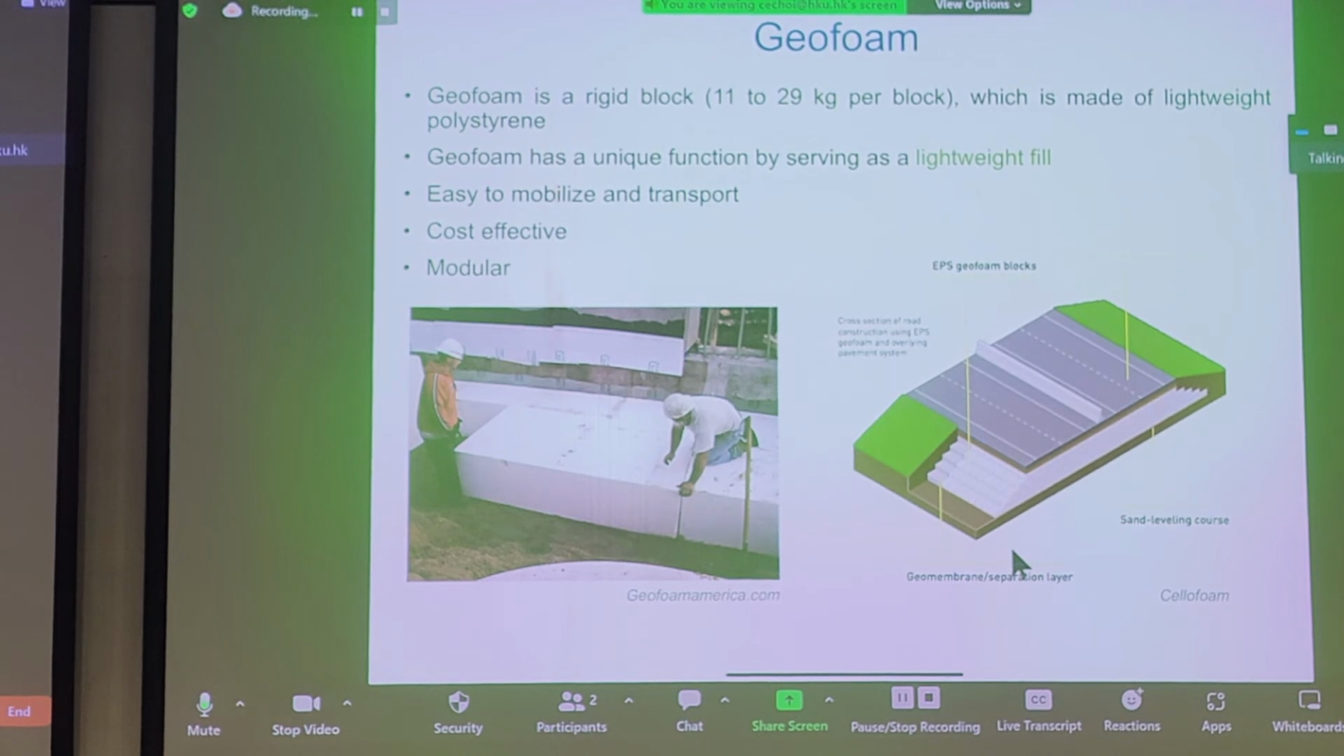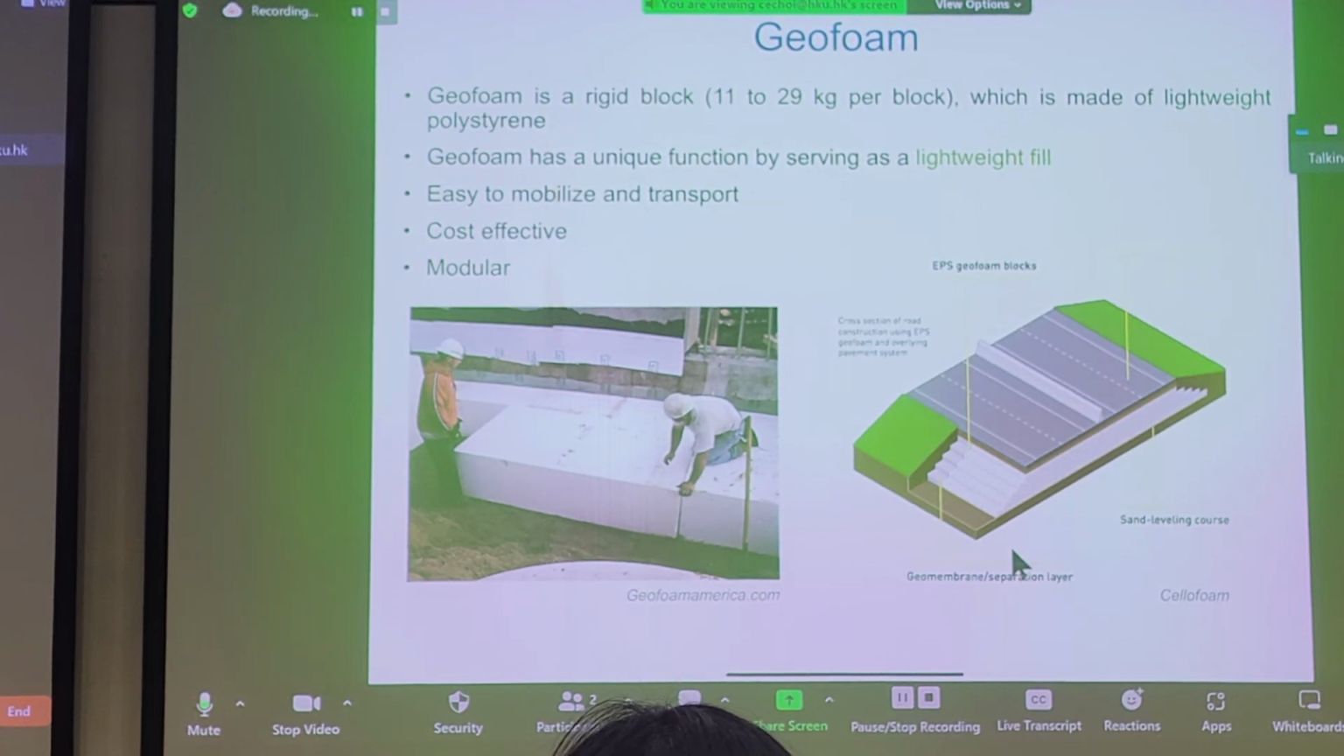degradation of this material. Is it toxic foam? Is it flammable? These are perhaps some of the concerns, but it's quite modular, almost like Lego blocks, and it's used for some highway projects around the world. Here, this is a video. It's not a video. Anyways, so this is geofoam, the last of the geosynthetics.